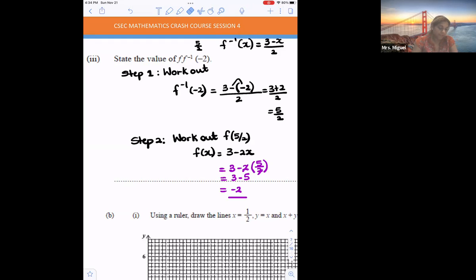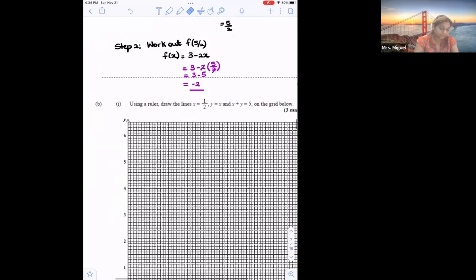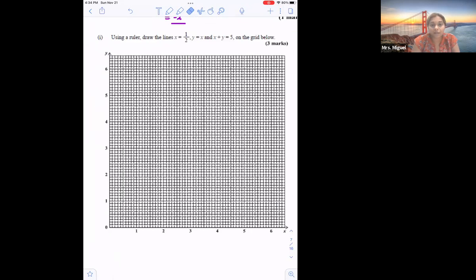All right? Now this question, using a ruler, draw lines x equal to a half. X equal to a half means that is a vertical line passing through a half. So here is a half, and x equal to a half is a vertical line passing through a half. So you all were supposed to get that. That wasn't too bad. That is the first part, x equal to a half.